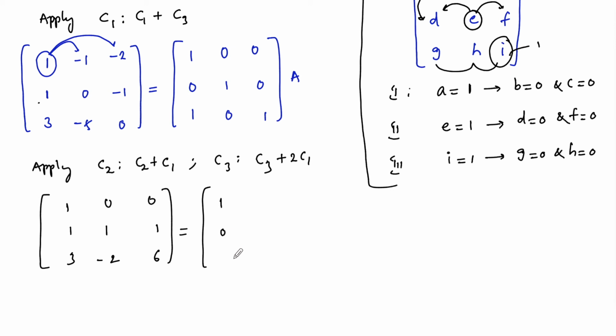First column as it is 1 0 1, and for second column 0 plus 1 is 1, 1 plus 0 is 1 again, and 0 plus 1 is 1 again. So third column 0 plus 2 times of 1 it's a 2, and 0 plus 2 times of 0 it's a 0, and 1 plus 2 times of 1 it's 1 plus 2 it's a 3 into A.